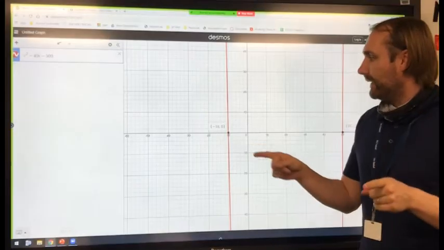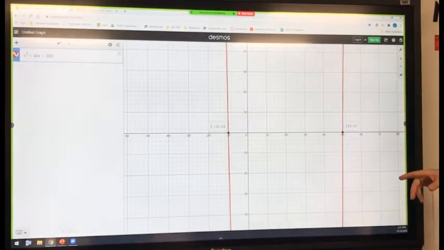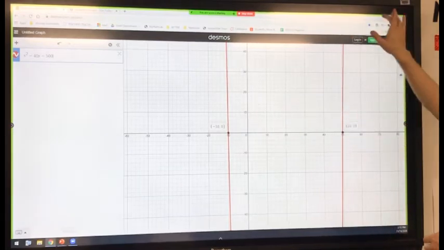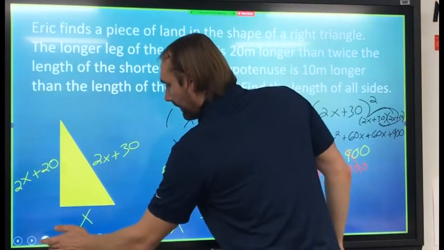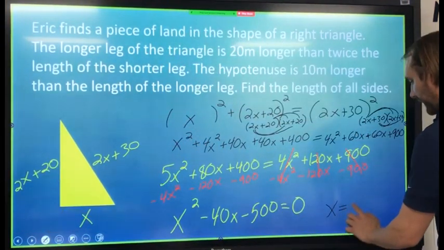We need 2 points, right? Here's the graph. Based on this graph, what's the solution? 50 and negative 10. So x equals negative 10 and 50.